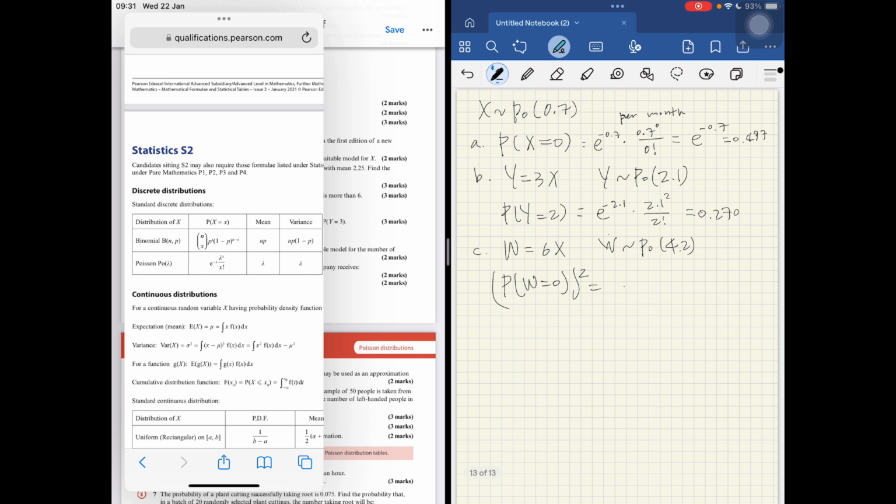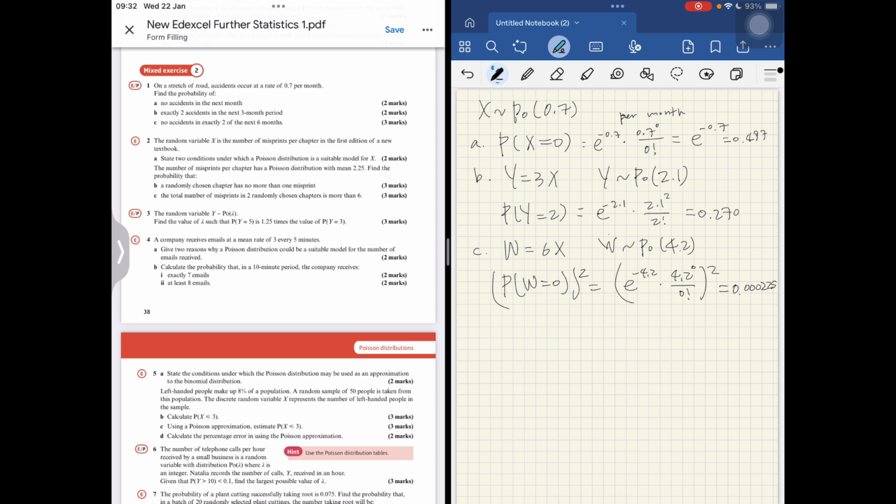So now this is the one, like e to the power of negative 4.2 times 4.2 to the power of 0 over 0 factorial, squared. So e to the power of negative 8.4. So this is 0.000225.